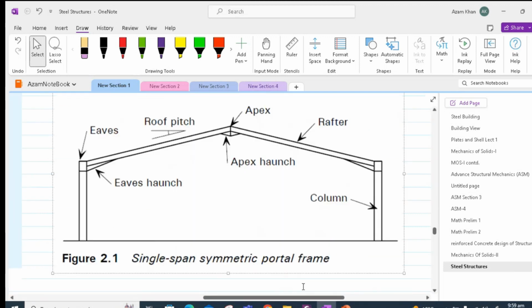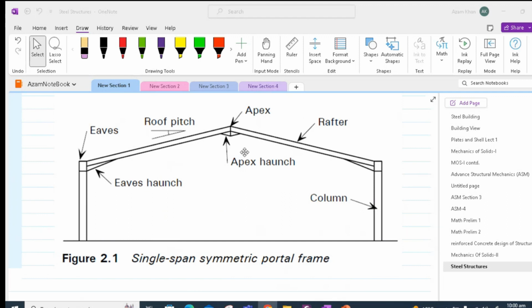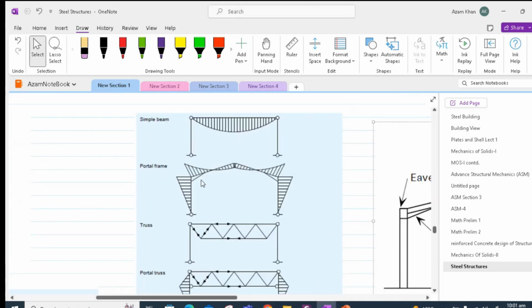Some common terminology used in the case of single space steel structures is shown in this figure. This is a figure of a portal frame, which is made up of columns and the inclined beams called rafters. The top or the highest point of the portal frame is called the apex, whereas the ends of the rafters which are meeting the columns are called eaves. As we discussed, the apex and the eaves have negative moments.